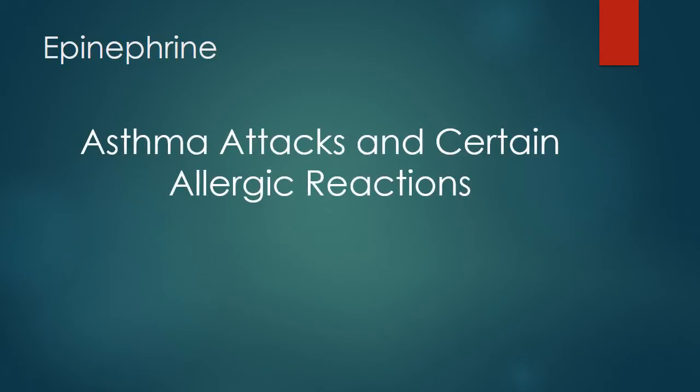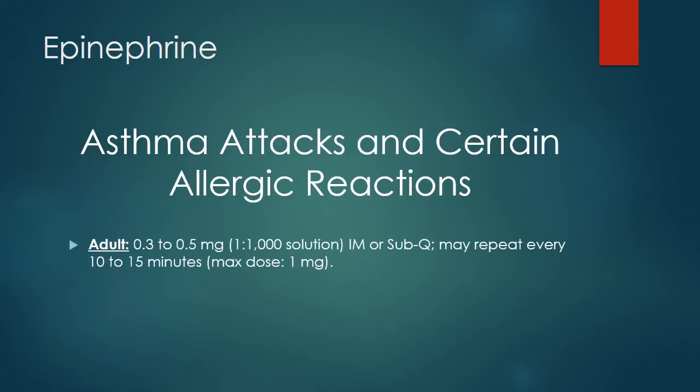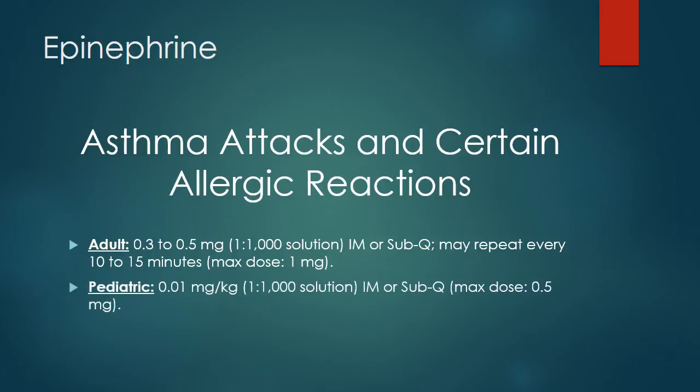Asthma attacks and certain allergic reactions: the adult dose will be 0.3 to 0.5 milligrams of the 1 to 1,000 solution, either IM or subcutaneously. You may repeat every 10 to 15 minutes for a maximum dose of 1 milligram. The pediatric dose will be 0.01 milligram per kilogram of the 1 to 1,000 solution, IM or subQ, for a maximum dose of 0.5 milligrams.